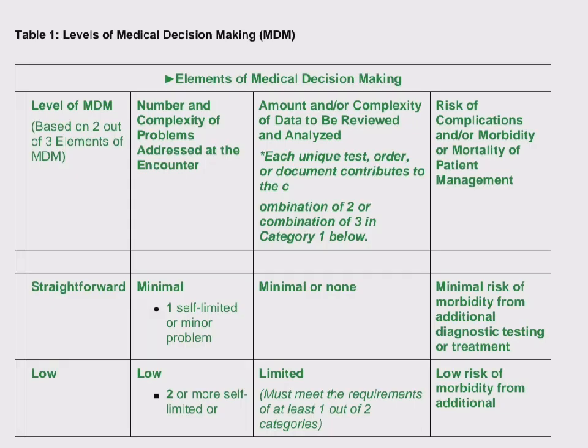Table 1. Levels of medical decision-making, MDM. Elements of medical decision-making, level of MDM based on 2 out of 3 elements of MDM. Number and complexity of problems addressed at the encounter, amount and/or complexity of data to be reviewed and analyzed. Each unique test, order, or document contributes to the combination of 2 or combination of 3 in Category 1 below. Risk of complications and/or morbidity or mortality of patient management.